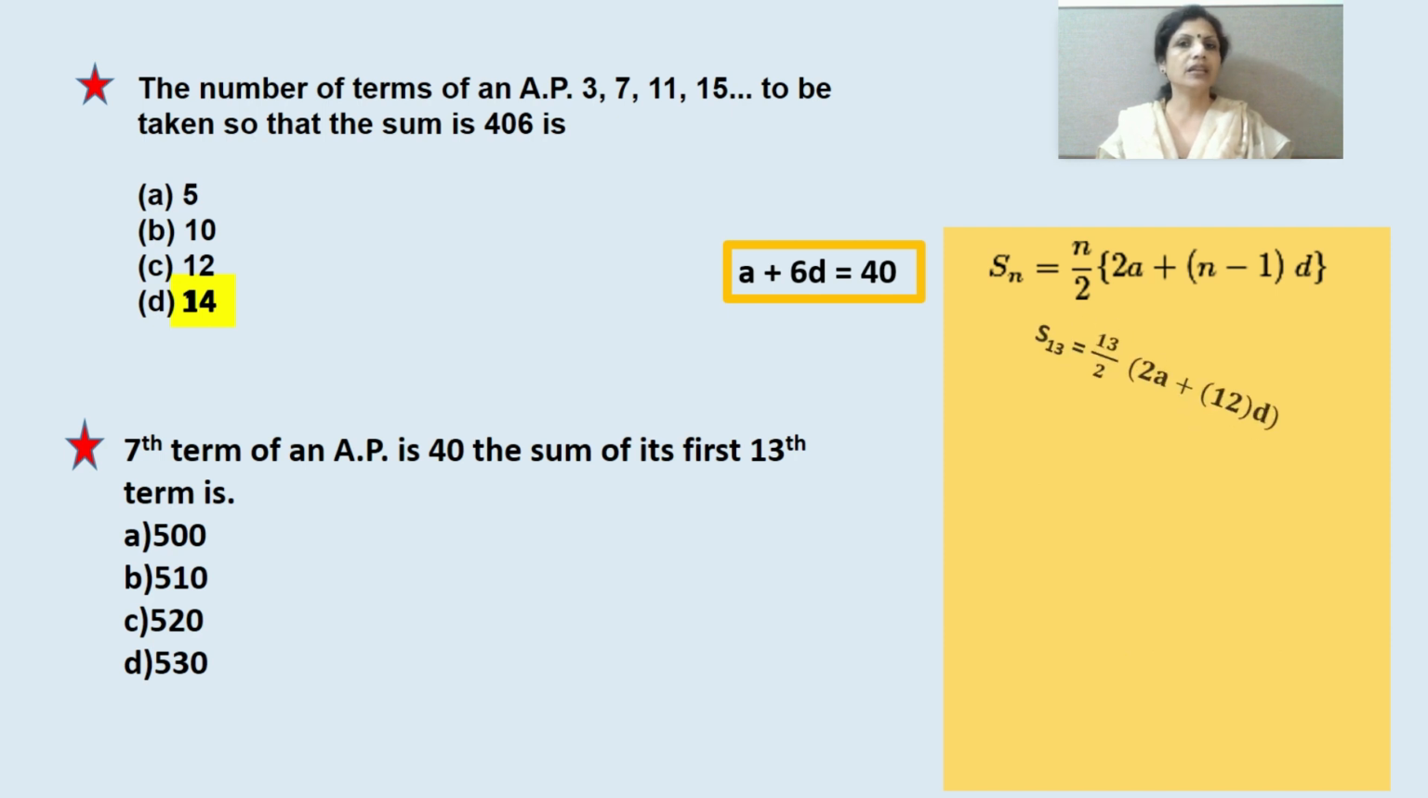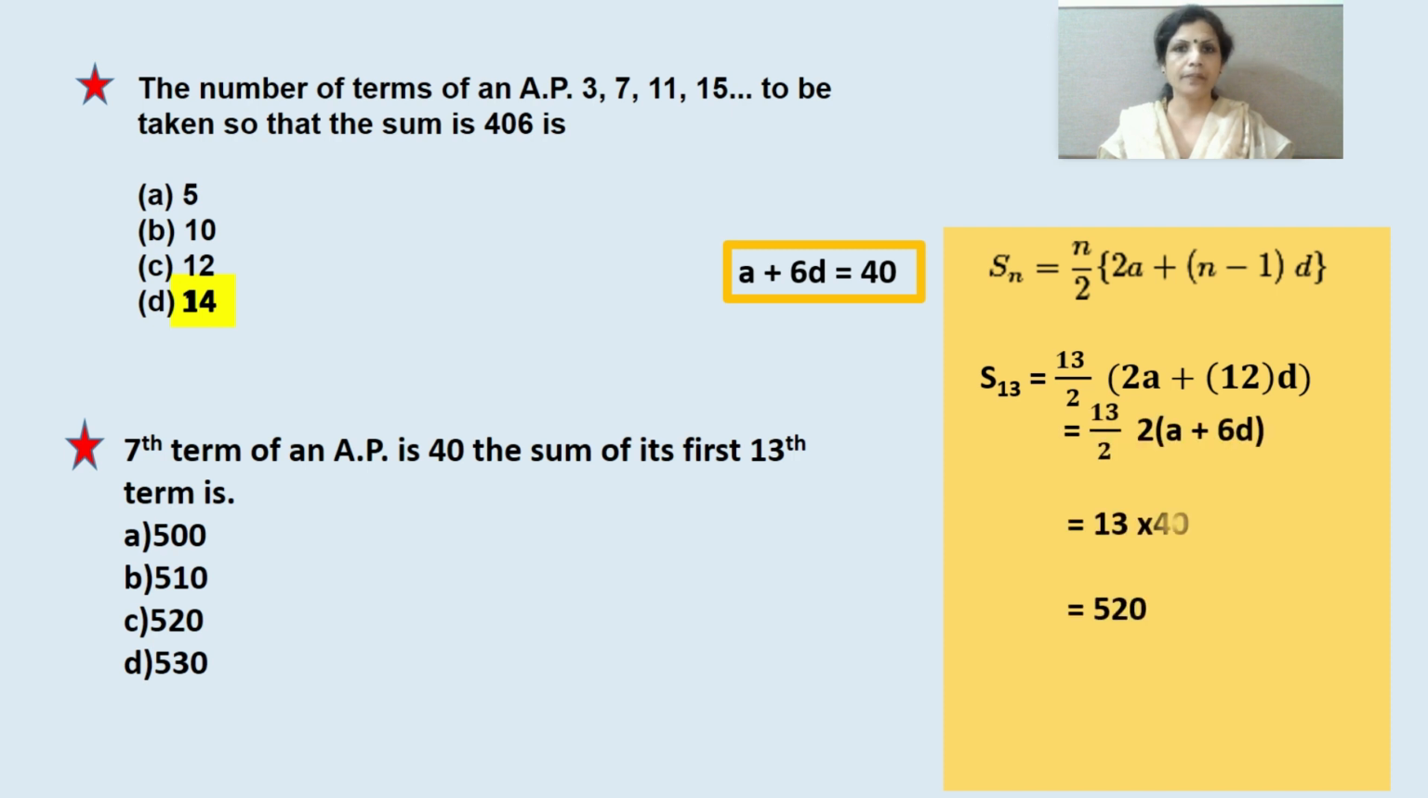So S13 is equal to 13 upon 2 in the bracket 2a plus n minus 1 into d. 13 minus 1 is 12, so 12d. Start solving it and simplify it. You get the answer as 520, and therefore the sum of the terms in the given AP is 520. Sum of 13 terms in this AP is 520. That option is there, so we can select the correct option.